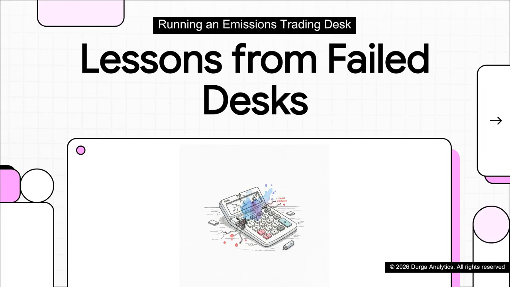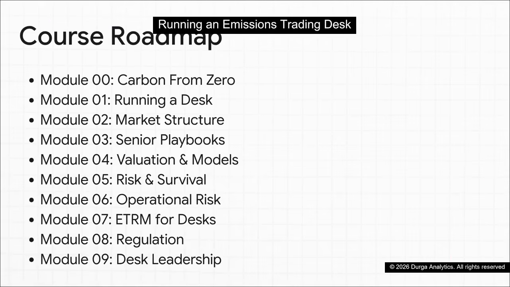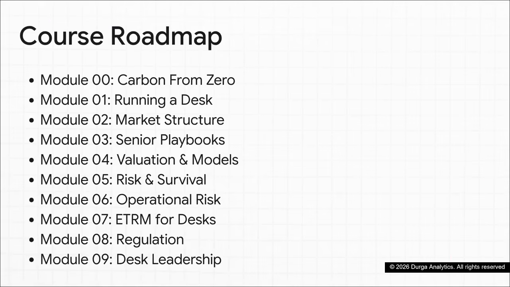If you're sitting on a real trading desk, building out ETRM systems, or running risk models, you absolutely need a specific lens to look at these events. Today, we're figuring out how to read the public record of desk failures without falling into the massive traps hiding inside them. Just to ground ourselves in the overall journey, remember our course spans 9 core modules.